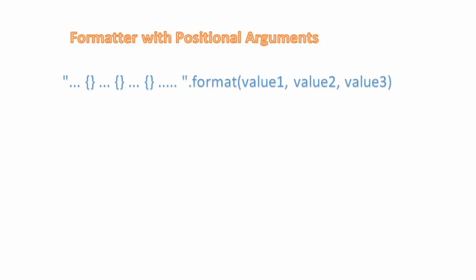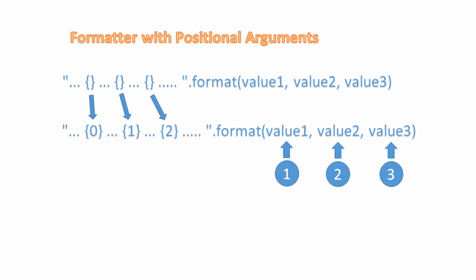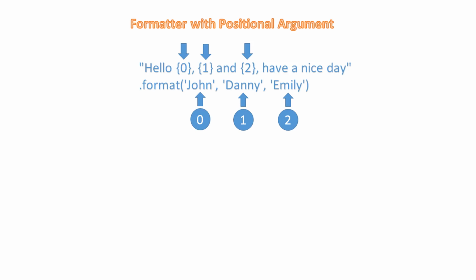Formatter with positional arguments. Using empty placeholders, we can display values in default order. But suppose I want to alter the order of values, in that case we can use positional arguments. Positional arguments are the integers placed inside the curly braces. They are limited by the number of values passed. For example, if 3 values are passed, then the arguments can range from 0 to 2. Let's see this with an example.